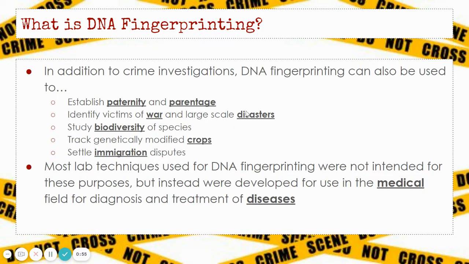In addition to crime investigations, DNA fingerprinting can also be used to establish paternity and parentage. So if there's a question about if that's actually the father of a child, we can use DNA fingerprinting to solve those types of things. It's also used to identify victims of war and large-scale disasters. For example, it was used in 9/11 to identify victims in the towers. It's also used to study the biodiversity of species. It helps us determine how related different species are. Helps us to track genetically modified crops and to settle immigration disputes.